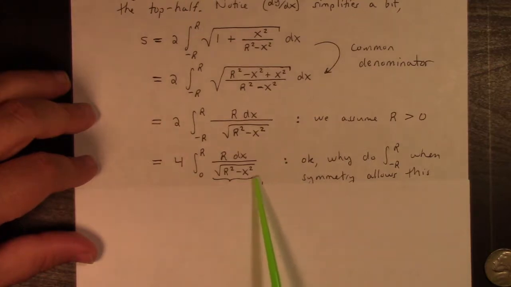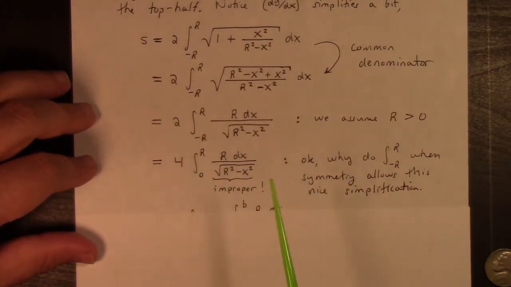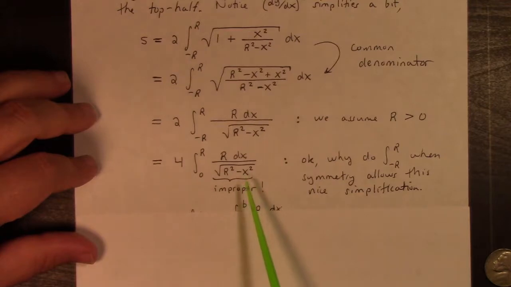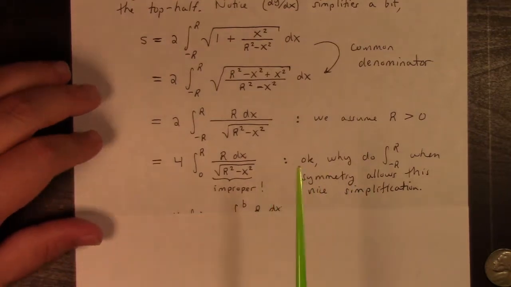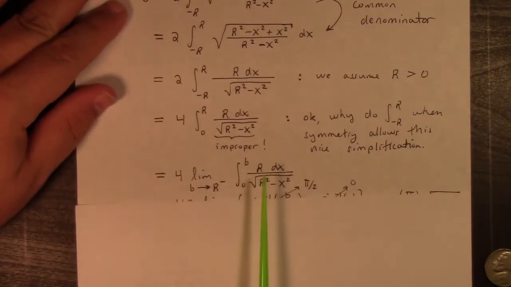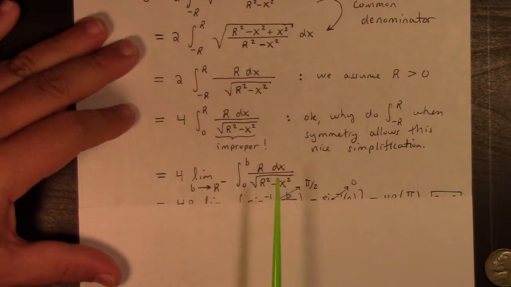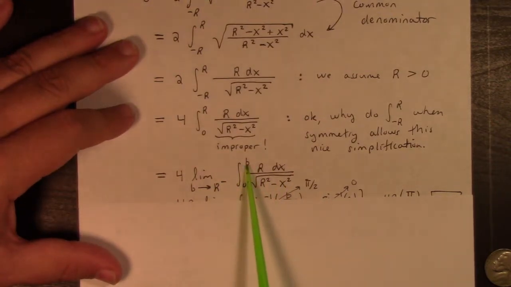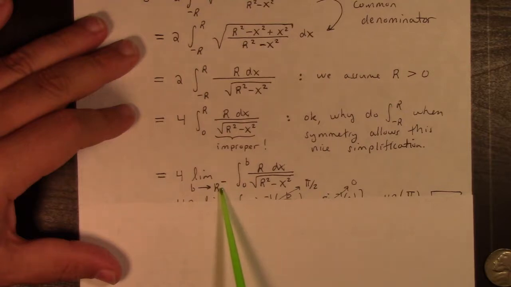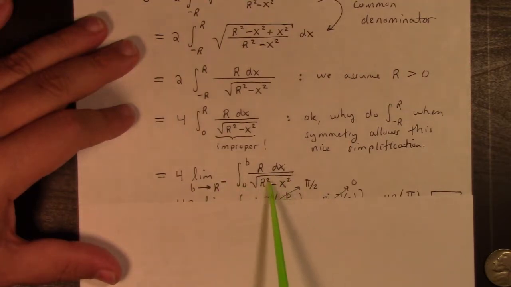Let's see here. In fact, this is an improper integral. Look at that. So what's next? Take the limit as b goes to r from the left, and there's my integral.